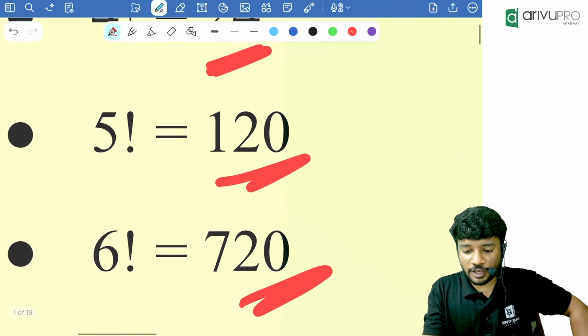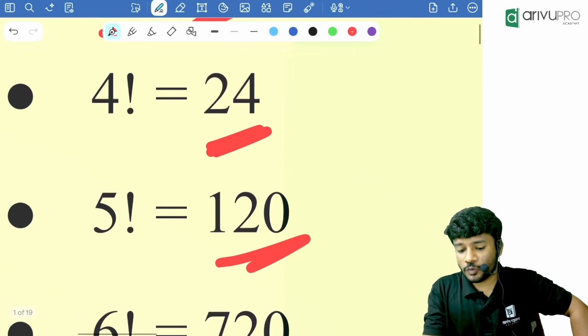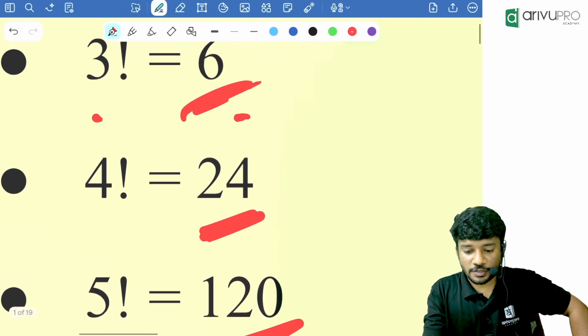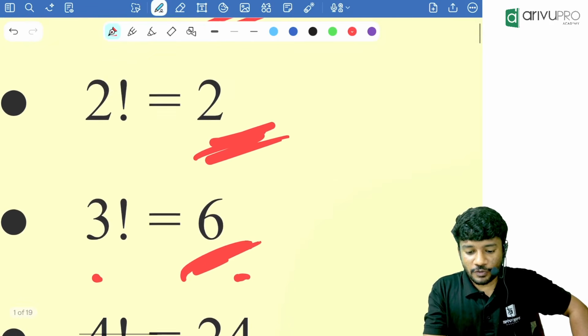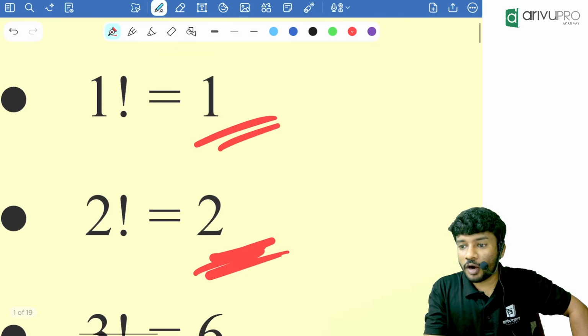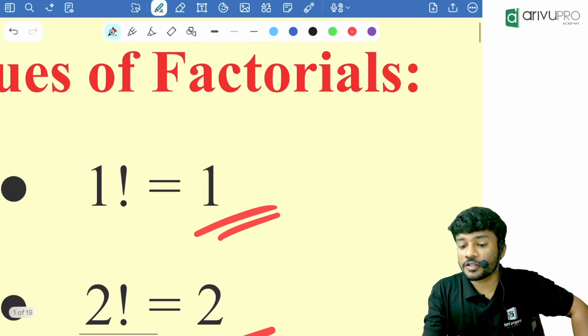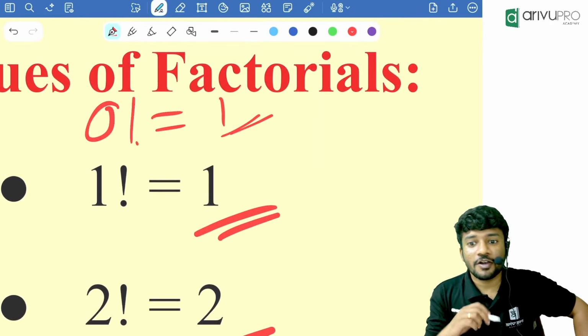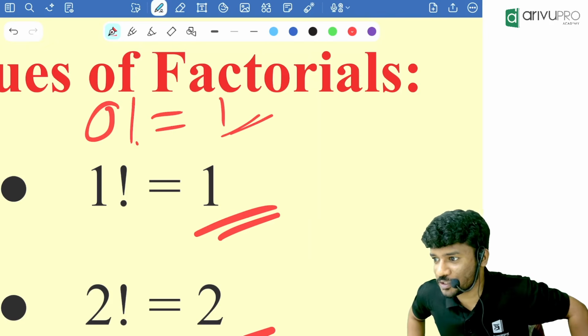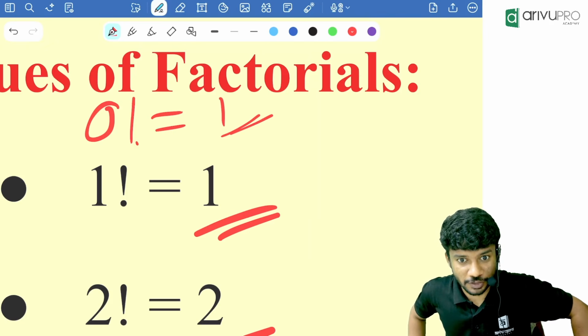120. 120 divided by 5 is how much? 24 divided by 4 is how much? 6 divided by 3 is how much? 2 divided by 2 is how much? 1 divided by 1 is how much? That means 0 factorial will be equal to how much? 1. Okay, understood. This is the mathematical proof for it.